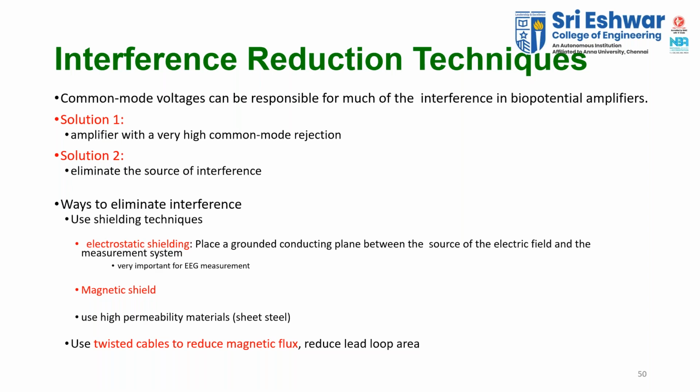Okay, so the solution for that is an amplifier with very high common mode rejection, and eliminating the source of interference. These two solutions are obtained from your amplifiers. Also, we can eliminate the interferences using electrostatic shielding, magnetic shielding, and proper permeability materials. And we can also reduce the lead loop area by having twisted cables. Magnetic flux will be reduced using twisted cables.